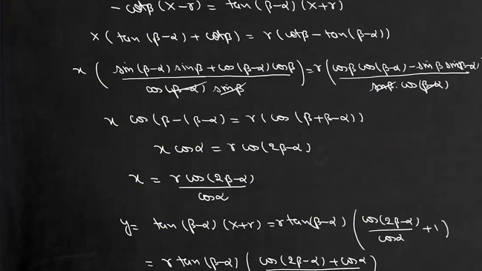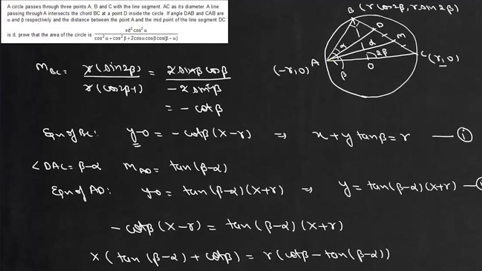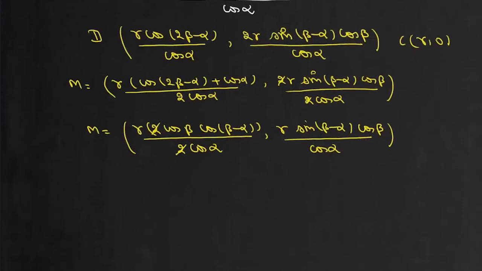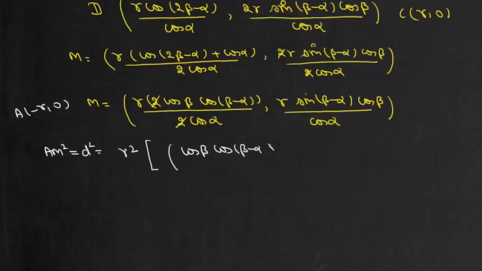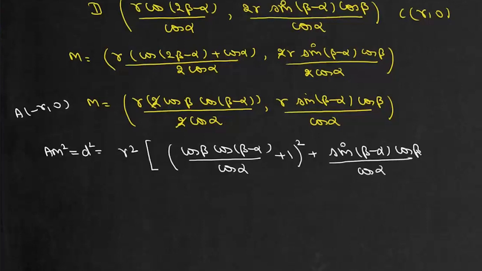Now once we have M, we know that this distance AM is given as d, so basically AM square is equal to d square. AM is the distance between A and M, and A is minus r comma 0. So it will be this r square, and here we'll have (cos beta cos(beta minus alpha) upon cos alpha plus 1) whole square, and plus, here we will have (sine(beta minus alpha) cos beta upon cos alpha) whole square.